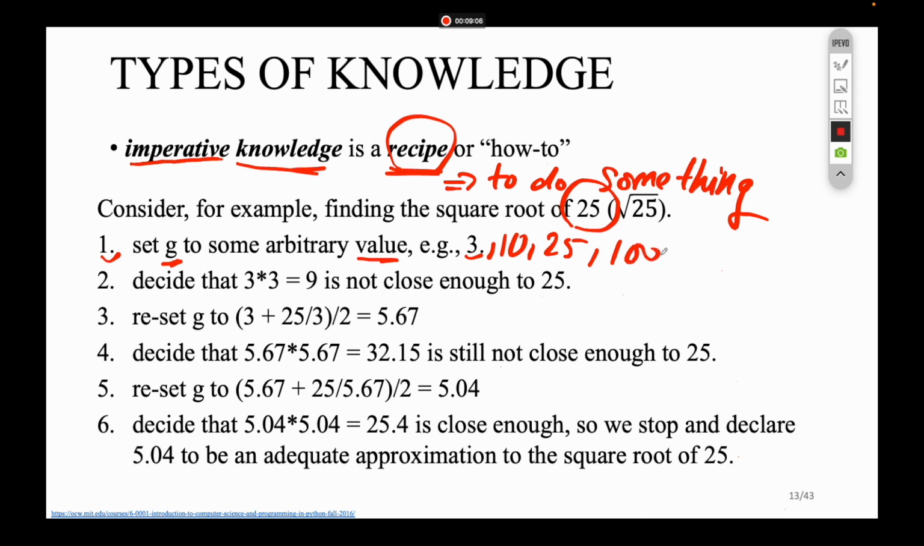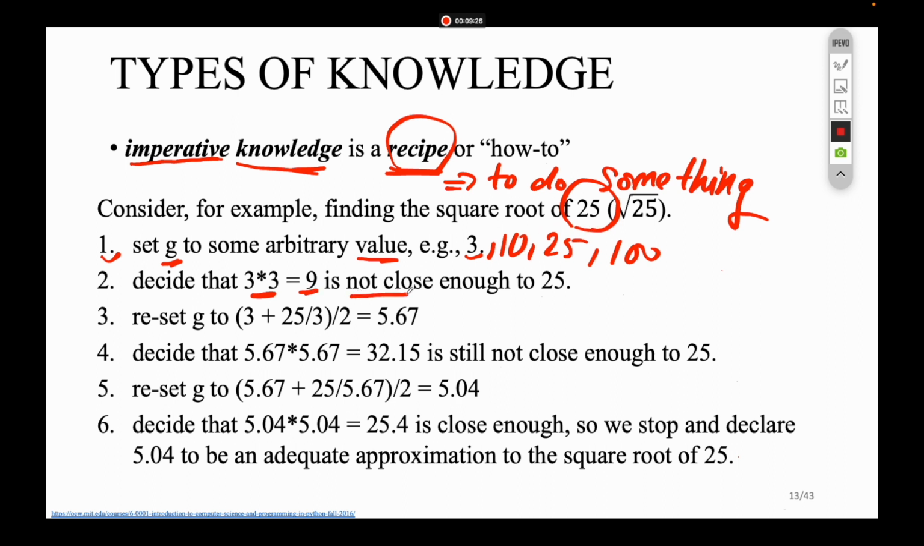Number 100, yes. And then you square this arbitrary number. All right, 3 squared is equal to 9. So you can conclude that now 9 is not equal to 25.